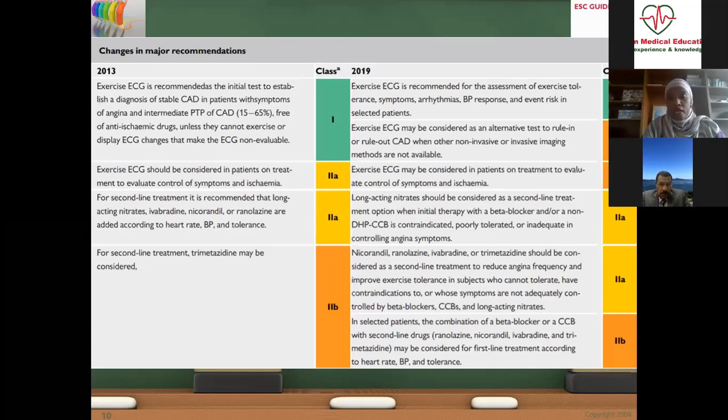rather than rule in, rule out. We use it as rule in, rule out with a recommendation, as I said, 2B, in case we have no other tools to investigate, no other functional testing or cardiac CT. And it's also used to evaluate the control of symptoms and ischemia. And as we can see here, the recommendation is 2B.